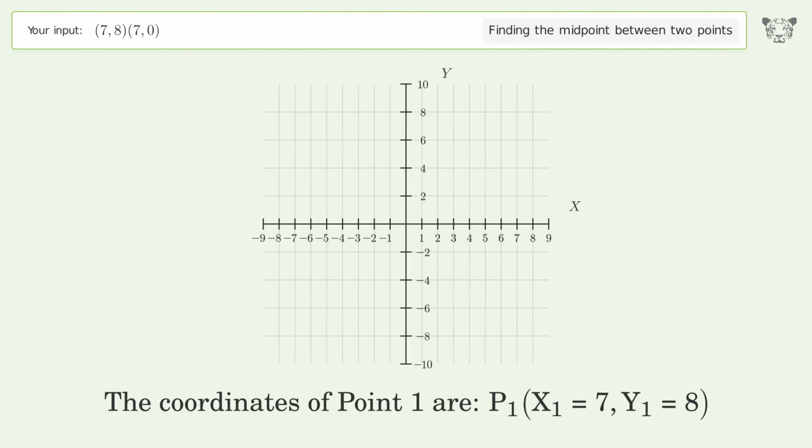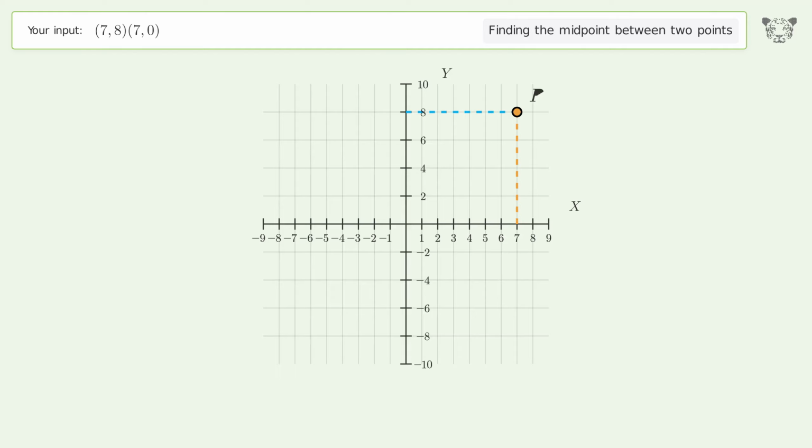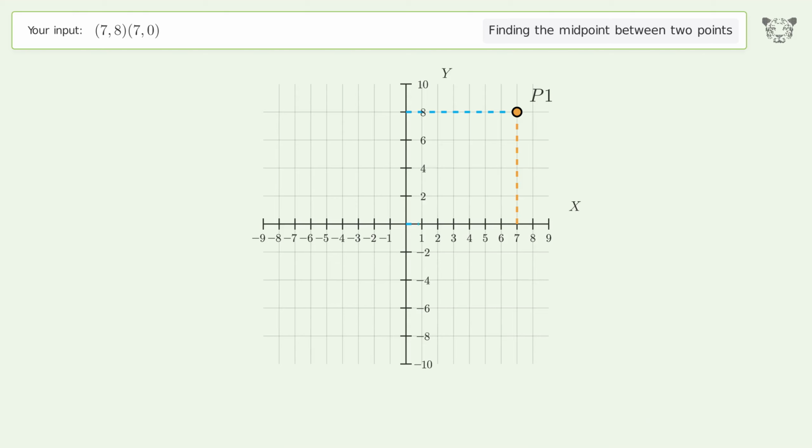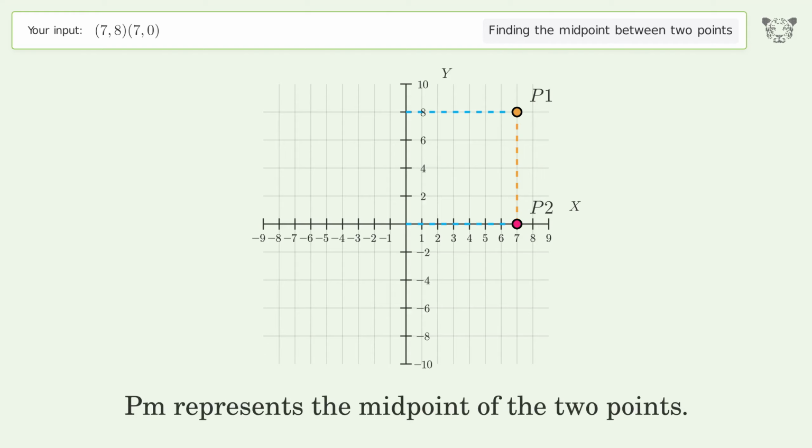The coordinates of point 1 are, x1 equals 7, y1 equals 8. The coordinates of point 2 are, x2 equals 7, y2 equals 0. PM represents the midpoint of the 2 points.